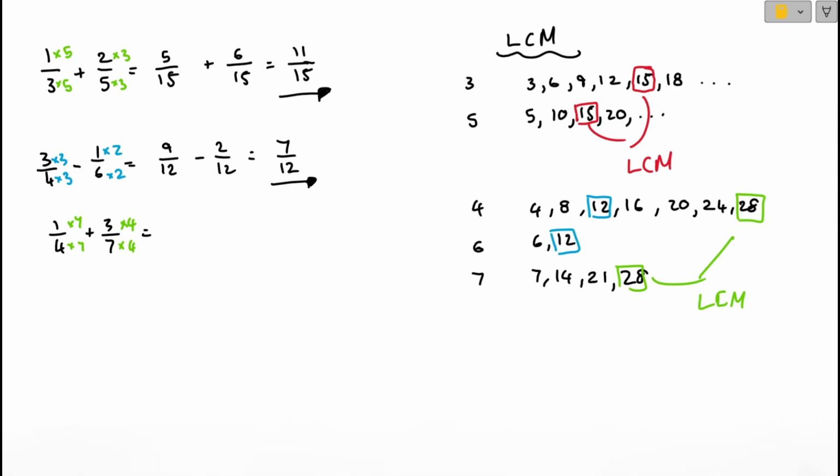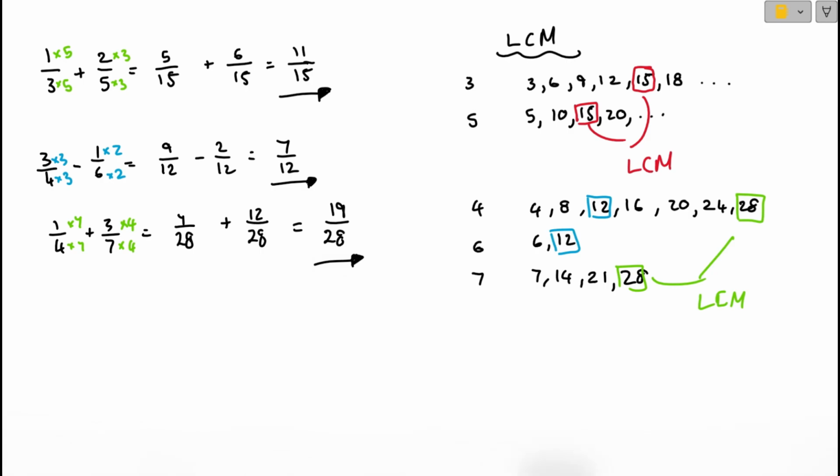Okay, let's rewrite this. So 1 times 7 will give me 7. And 4 times 7 will give me 28. Okay, so 3 times 4 will give me 12. And 7 times 4 will give me 28. Okay, you can see the denominators are now the same. Let's just go ahead and sum up the numerators. So 12 plus 7, that will give me 19.